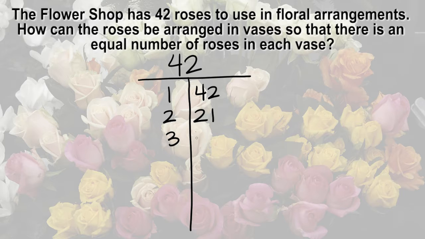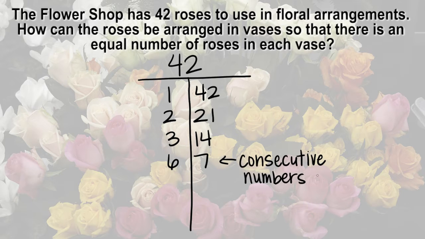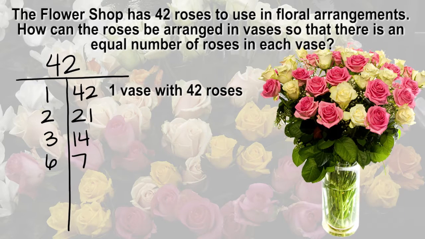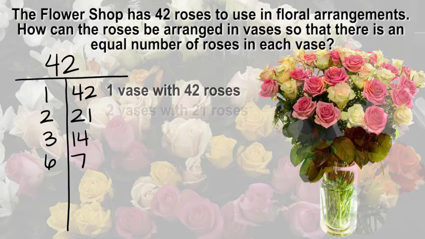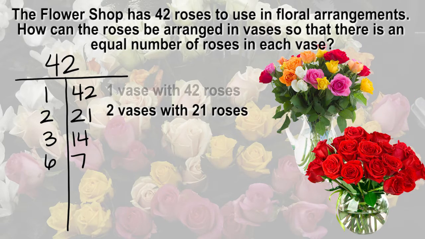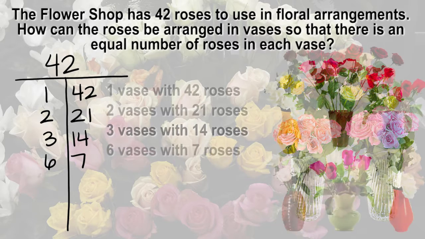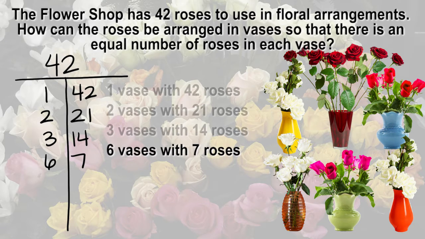3 and 14 are a factor pair. 42 is not divisible by 4 or 5, but it is divisible by 6. 6 and 7 are consecutive numbers and therefore the last factor pair. We can say that the flower shop may have one vase with 42 roses, 2 vases with 21 roses, 3 vases with 14 roses, or 6 vases with 7 roses.